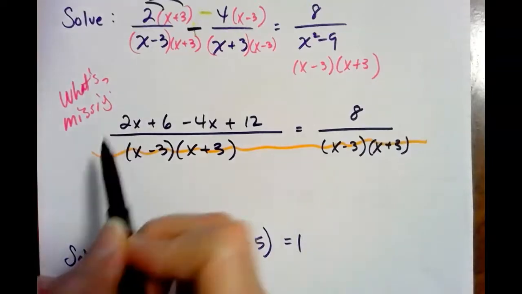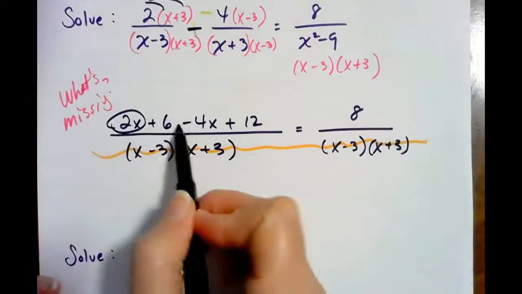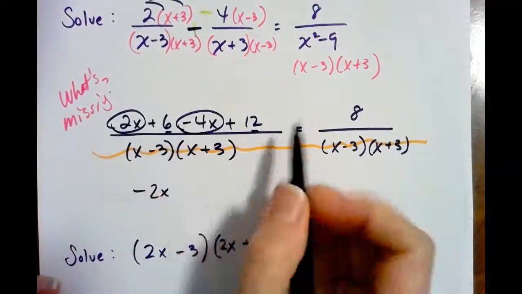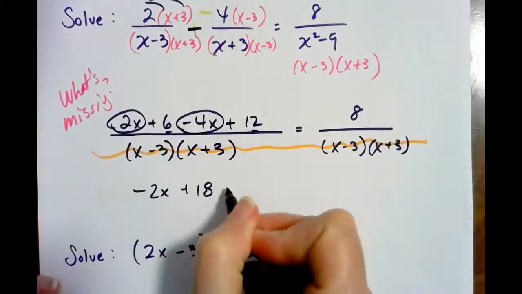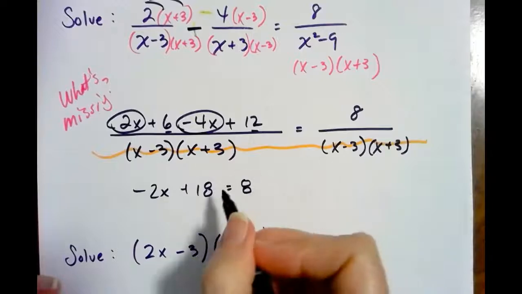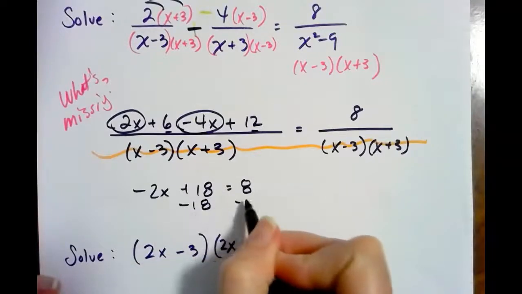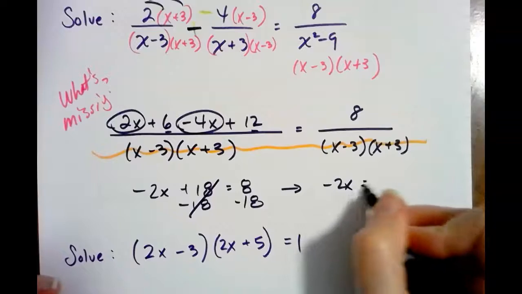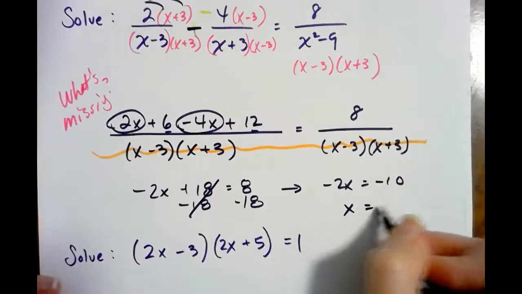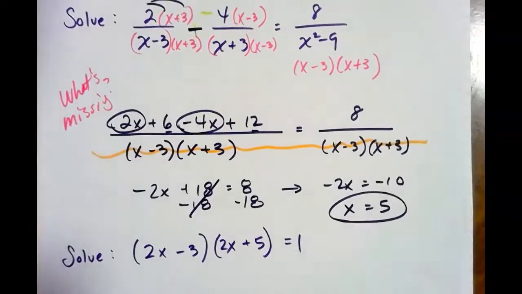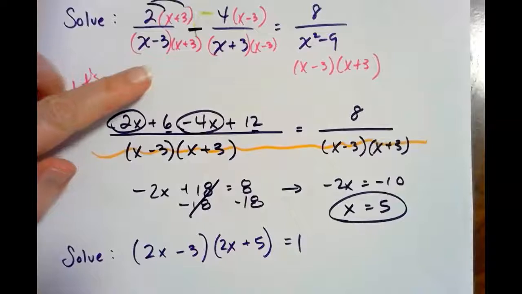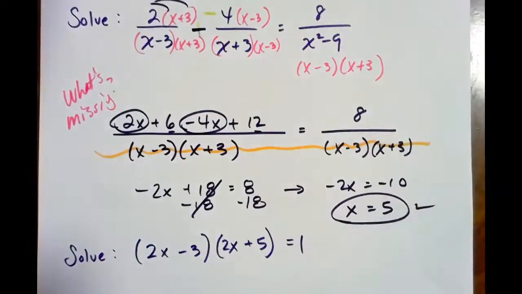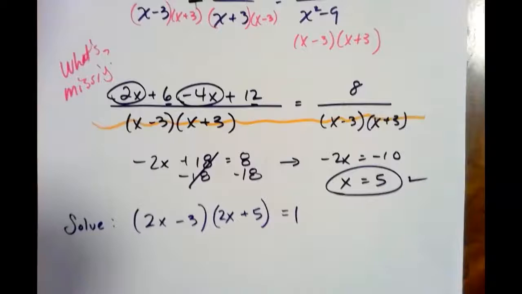So find those like terms in the numerator. 2x minus 4x is negative 2x. A positive 6 and a positive 12 is plus 18, equals 8. So when we subtract the 18, we end up with negative 2x equals negative 10, x equals 5. And our restricted values would be plus or minus 3. Therefore, x equals 5 is a valid answer.